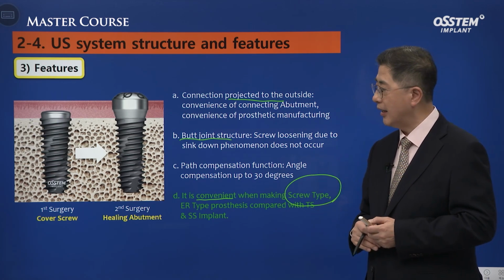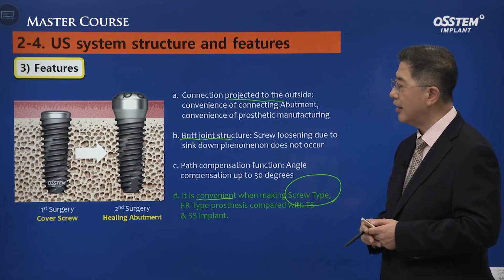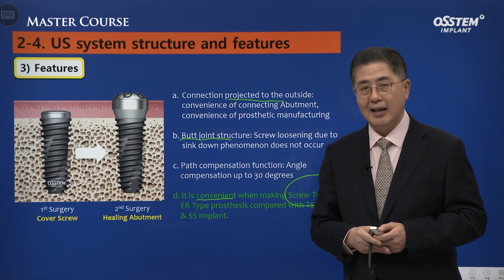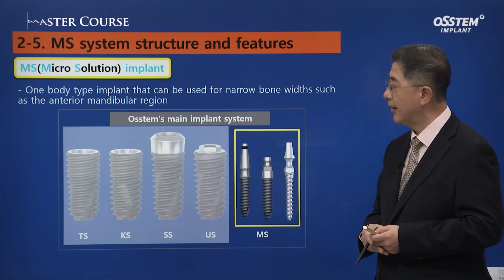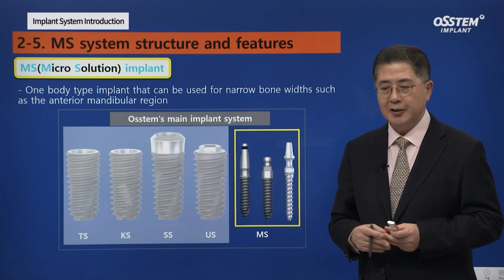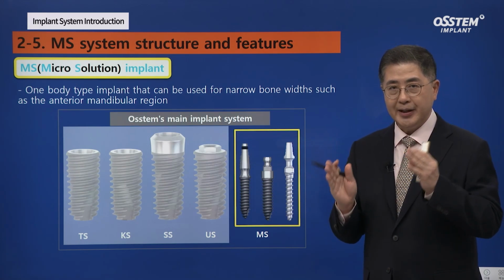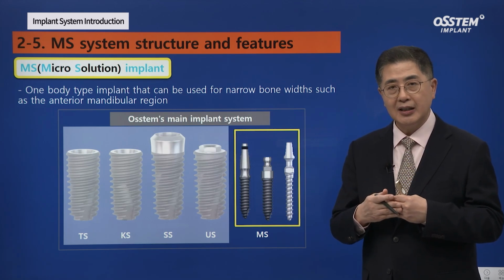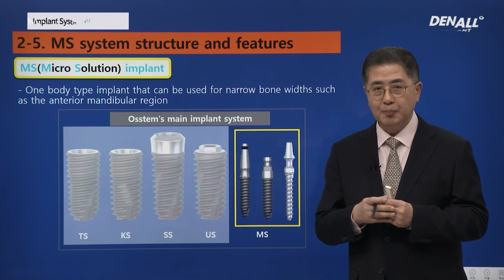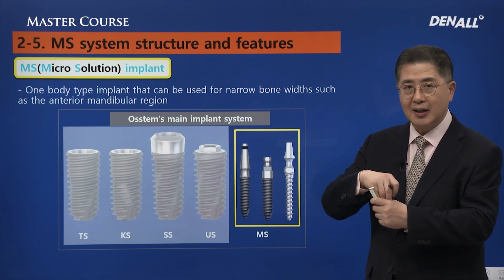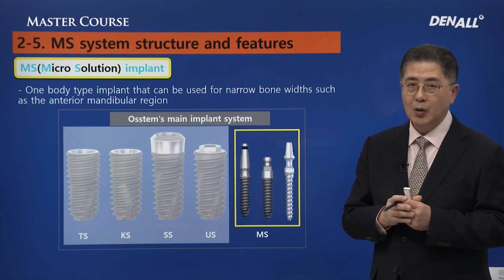But it is true that currently, this type is being used less and less frequently, eclipsed by the popularity of internal type implants. In the mandibular anterior region, we have limitations in terms of mesiodistal and buccolingual dimension. Thus, it is quite difficult to use two-piece type implant where implant and abutment are separated due to the lack of bone mass.